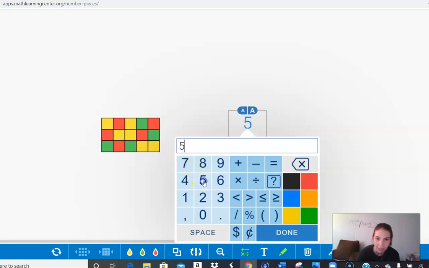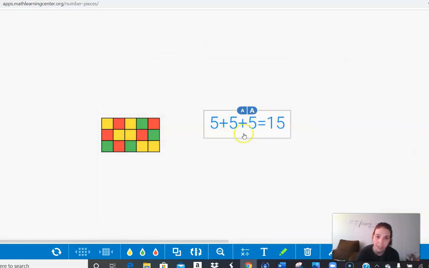So we have 5 plus, how many is in our next row? Remember that they're equal groups, so there's the same number in each row. And how many is in our last row? 5. And we can count by 5s. 5, 10, 15. Or you could say 5 plus 5 equals 10, and 5 more would give you 15. Okay?